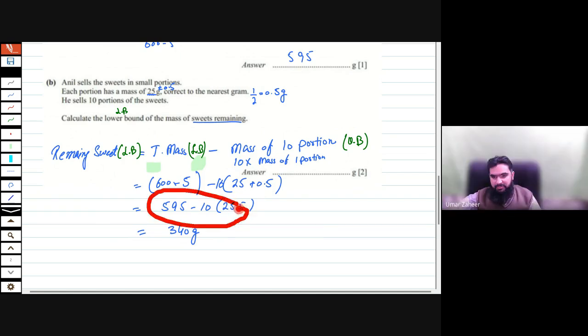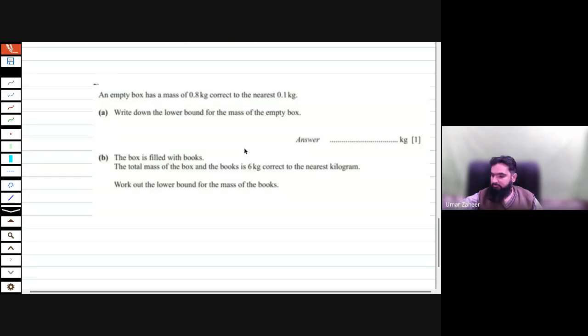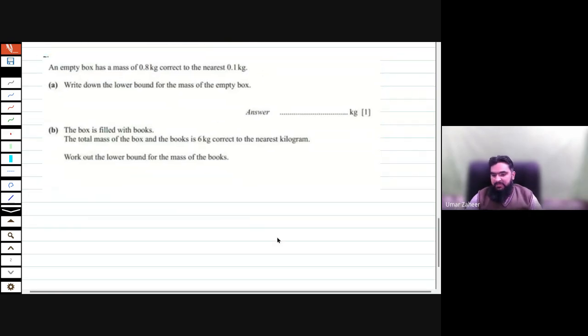Okay, sir. Well, algebra, simple numbers. All right, now let's see how to go for the next one. Now we have the second question. It says that an empty box has a mass of 0.8 kg, correct to the nearest 0.1. So first of all, we are going to divide it by 2. Divided by 2, that would be 0.05 kg, plus minus 0.05.